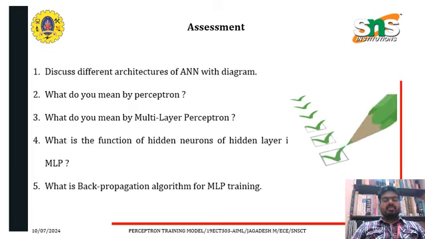So let's take the assessment. The first question: discuss different architectures of ANN with a neat diagram. What do you mean by perceptron? What do you mean by multi-layer perceptron? What is the function of hidden neurons of the hidden layer in MLP? What is the backpropagation algorithm for MLP training?